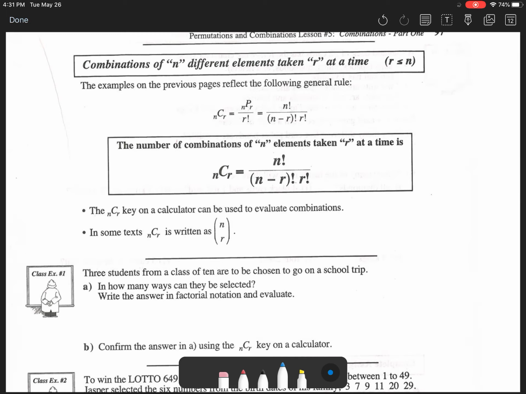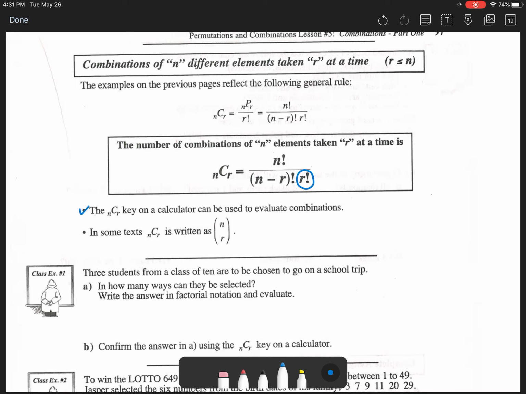So just like we had a formula for permutations, we have one for combinations. It looks very similar to permutations, except that you're going to be dividing by an extra r factorial in the denominator. So that's why there are always fewer combinations, okay? Because you're dividing by a larger number in the denominator.